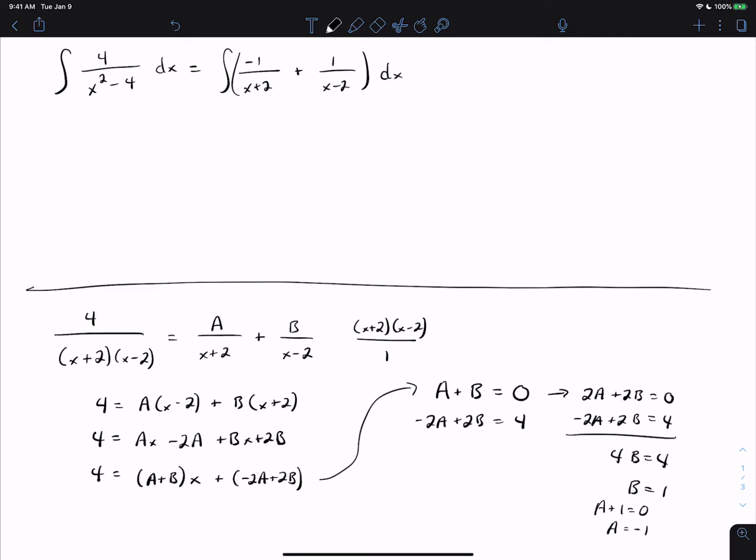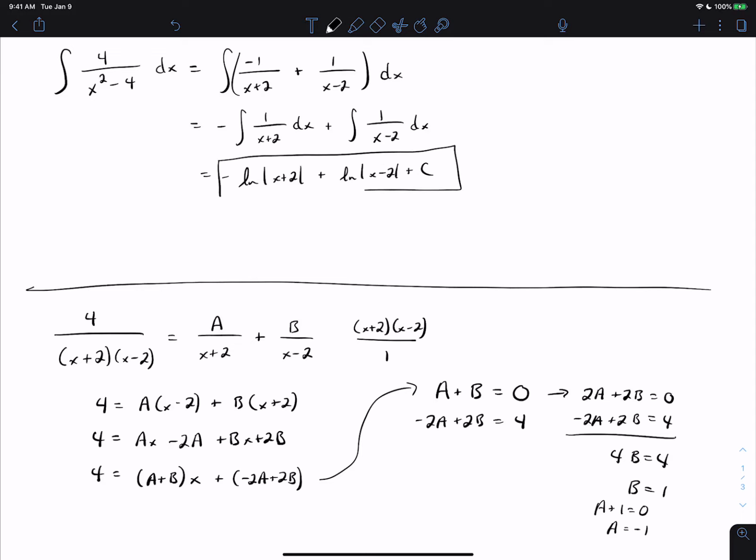dx. We split that into 2 integrals. Both of these are quick u substitutions where u is the denominator, du is 1 dx. So we get negative natural log absolute value of x plus 2 plus natural log absolute value of x minus 2 plus C, and that's the answer.